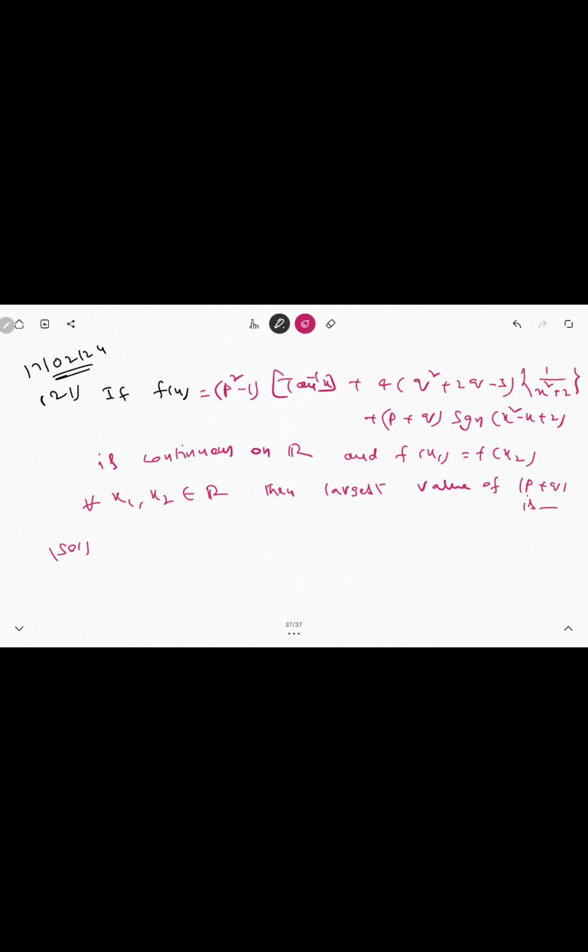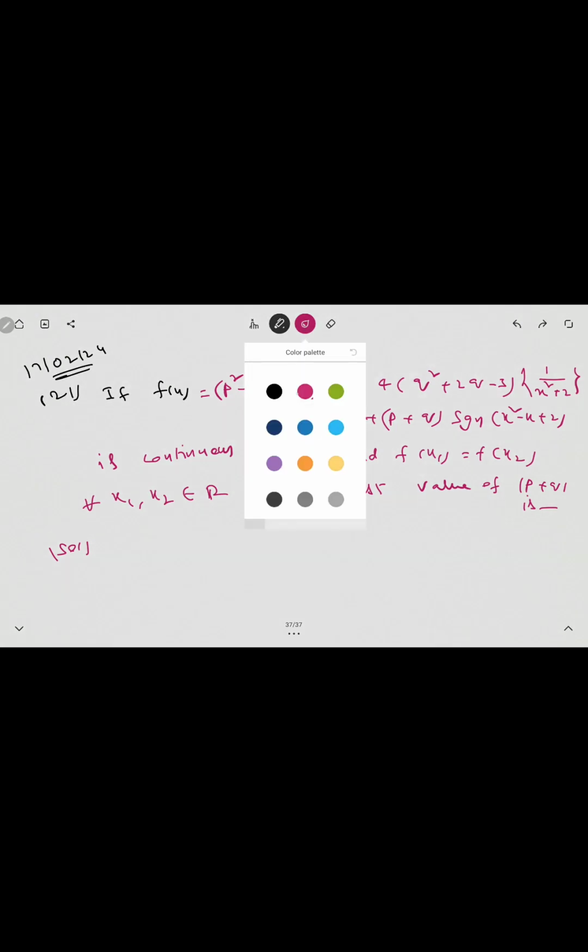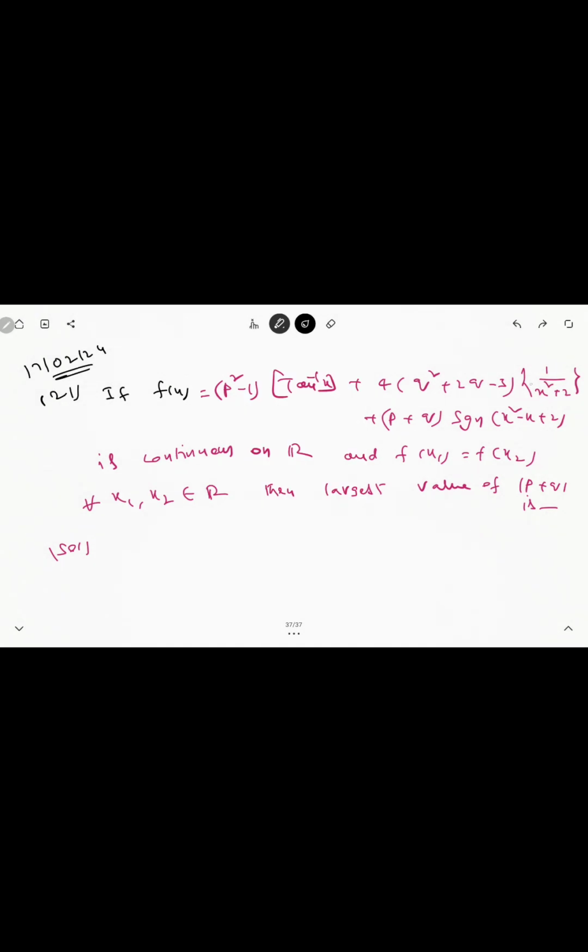But 21st problem, if f of x is equal to (p square minus 1) into integer part of arc tan x plus 4 into (q square plus 2q minus 3) into fractional part of 1 by (x square plus 2) plus (p plus q) signum function (x square minus x plus 2) is continuous on R, and also f of x1 is equal to f of x2 for all x1, x2 belongs to R. Then find the largest value of modulus of p plus q. Options are 0, 2, 4 and 5.